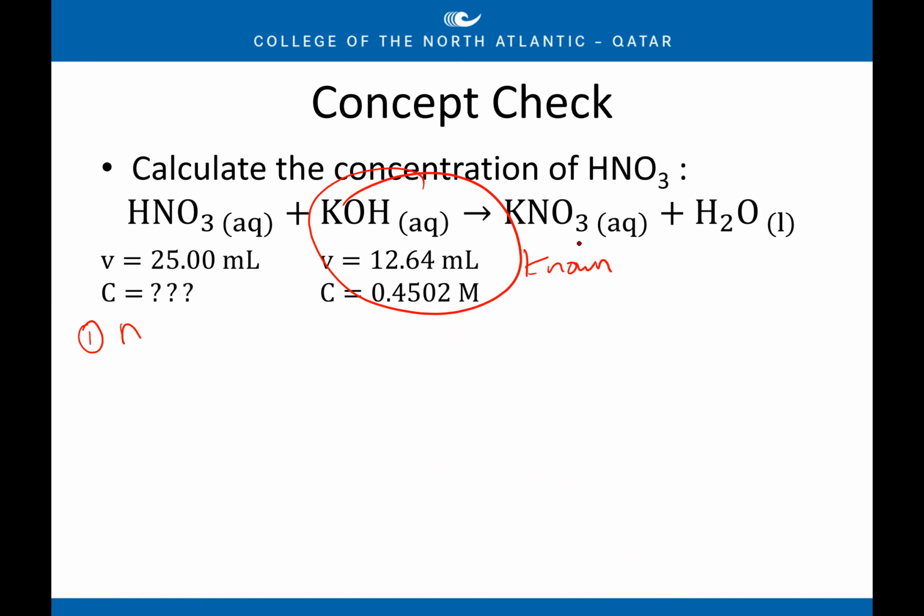Your known is the chemical you have all the information about. So I'm going to find the moles of KOH. What I do is multiply the concentration times the volume. If the formula is C equals n over V, my formula for moles is C times V.